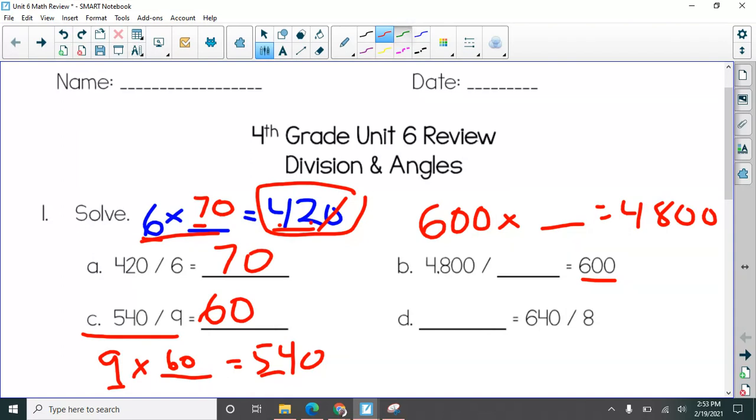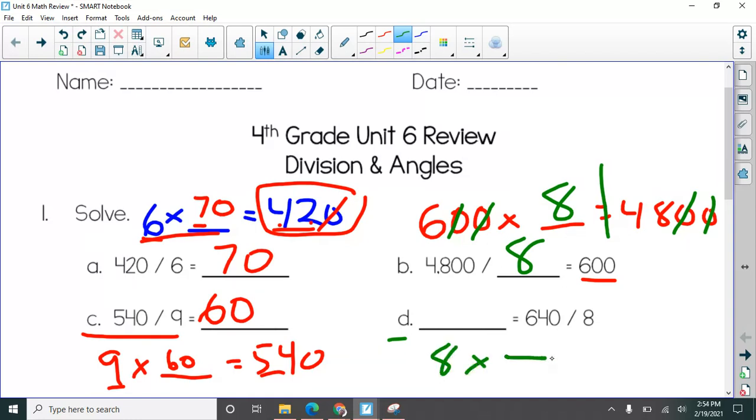Yeah, only the number 8. You don't need any zeros here because look, 1, 2. 1, 2, it's balanced. So our answer here is 8. What about the last one, D? If you have 8 times something equals 640, that would be made true with 80. So that is our strategy.